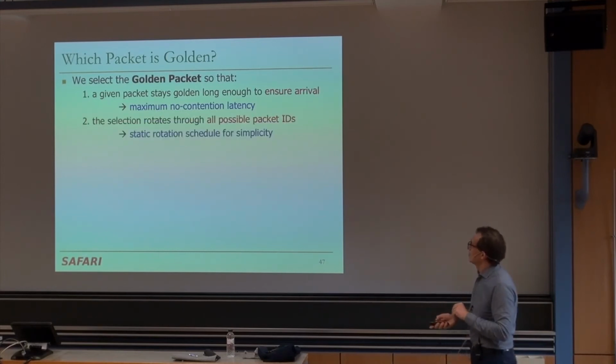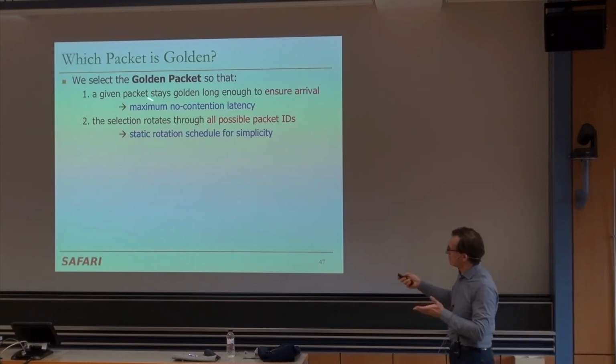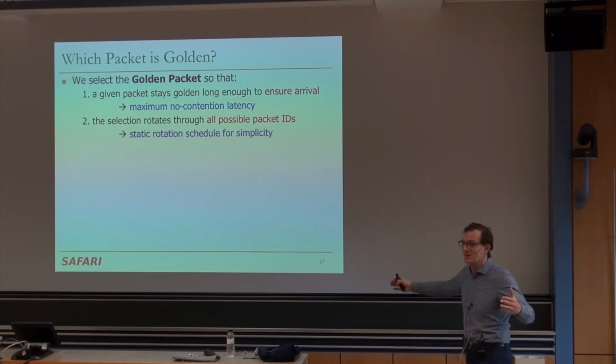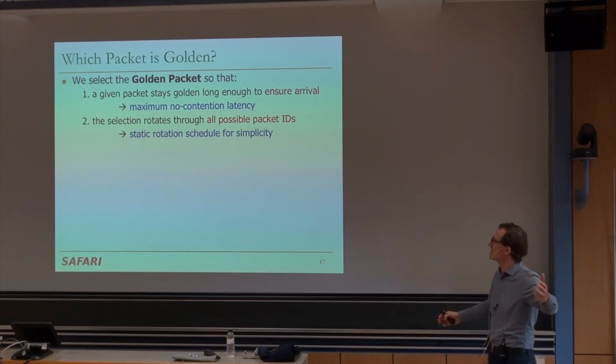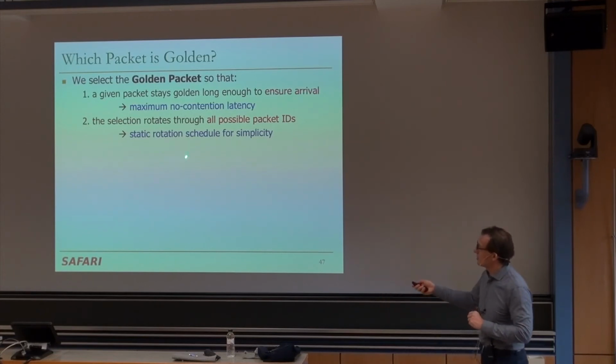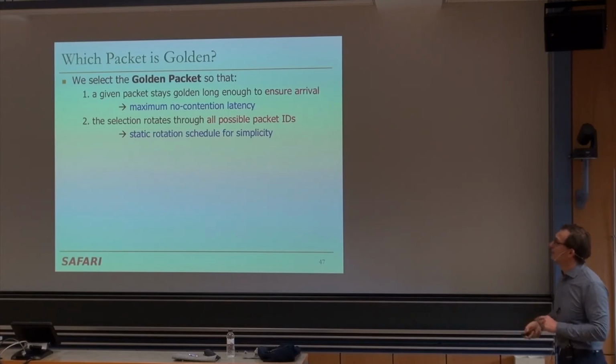Okay. And then the question is which flit becomes golden? So this answers the question of when a flit becomes golden, when the golden flit changes. The golden flit stays golden for the maximum no contention latency. That's the maximum distance between source and destination and how long it takes. And also, which flit do you pick next to be golden? In this case, we actually made it really simple.